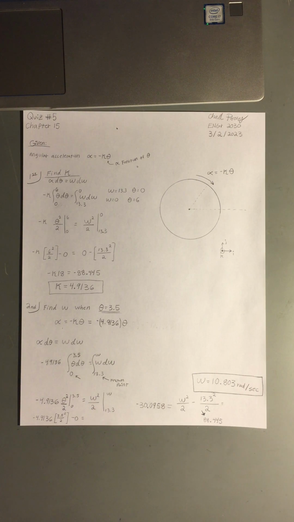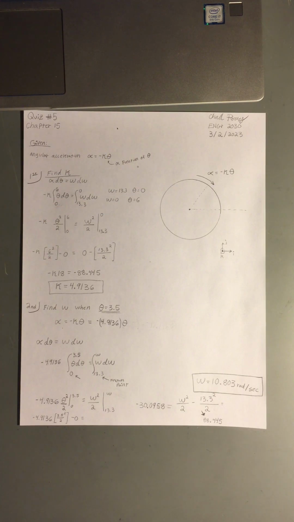Okay, this is my work for quiz number 5, which is our chapter number 15 quiz. So in this problem, we're told we have this disk that oscillates about an axis of rotation, and we're given an equation for the angular acceleration that is alpha equals negative k theta, which is right here. And we're first told to find out which k value would make these conditions true here that I wrote down.